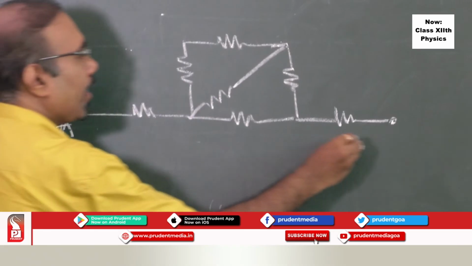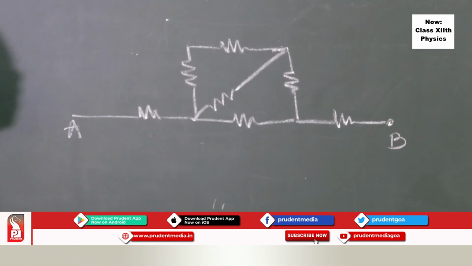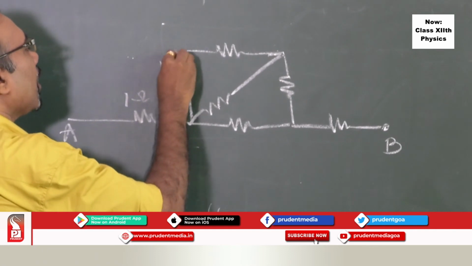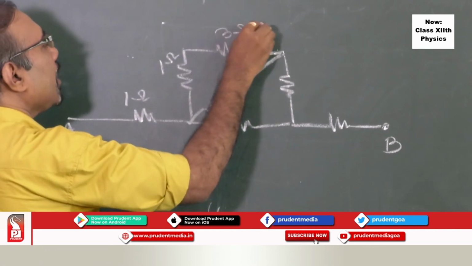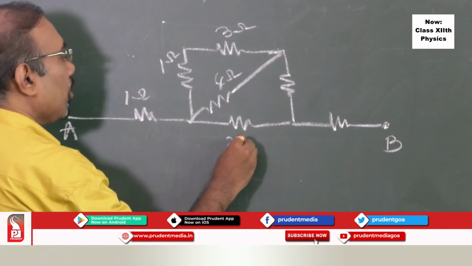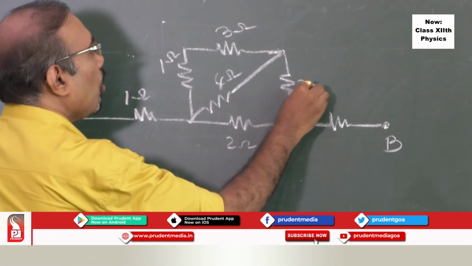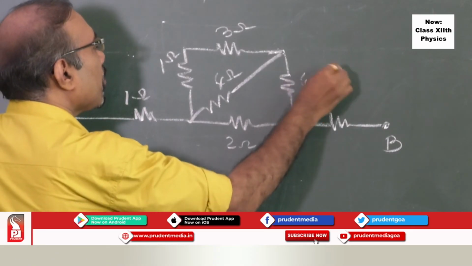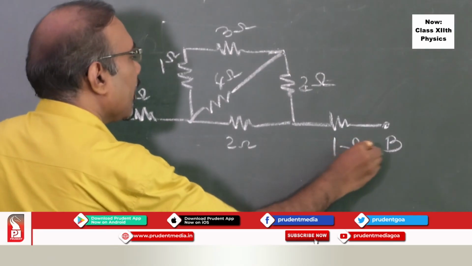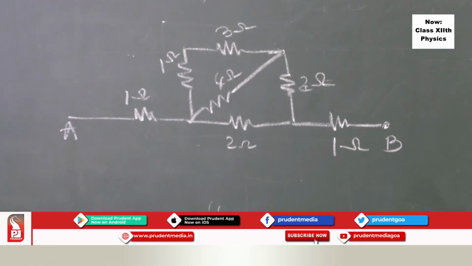One can easily find the equivalent resistance between A and B. How to find it? This is given as 1 ohm. This is given as 1 ohm. This is given as 3 ohm, say. This is 4 ohm. This is 2 ohm. This is 2 ohm. This is 4 ohm. This is 2 ohm, suppose. And this is, say, 1 ohm again. Okay? How to start?